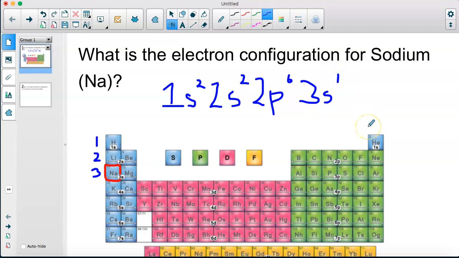It only has a total of 11 electrons. That makes sense, right? It's the 11th element. Its atomic number is 11, so assuming it's not an ion, it has 11 electrons. And in our electron configuration, we've got 2 plus 2 plus 6 plus 1 for a total of 11 electrons.